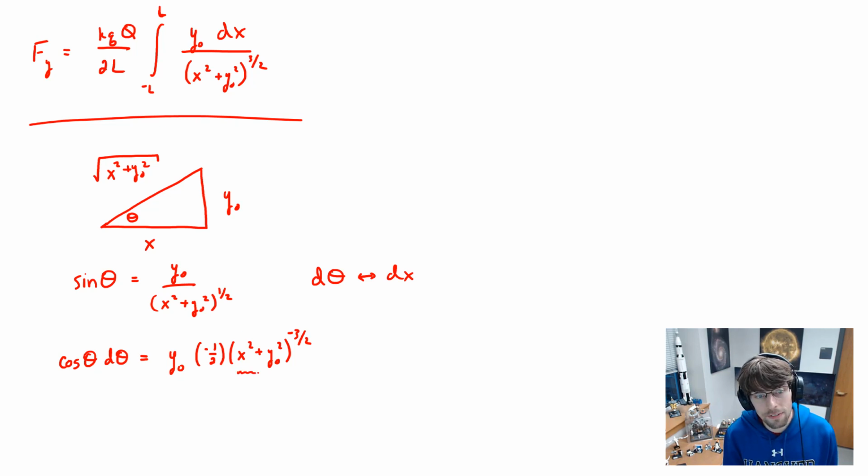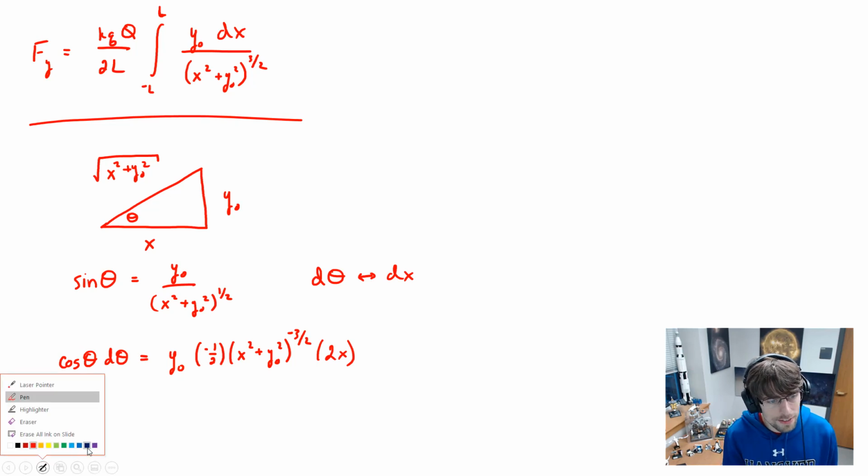I'm not done yet. I have a function inside a function. So I need to chain rule it, and so I end up with a 2x. Okay. Oh, goody, goody. Notice that the 1/2 cancels the 2 here. Okay. And there's another wonderful thing in here. So let me rewrite this. I'll write this as cosine.